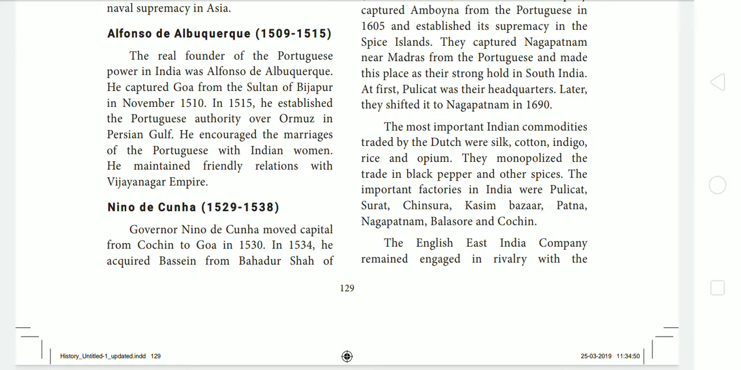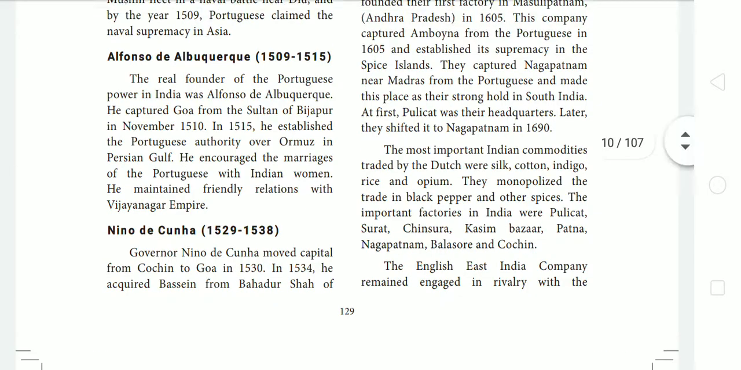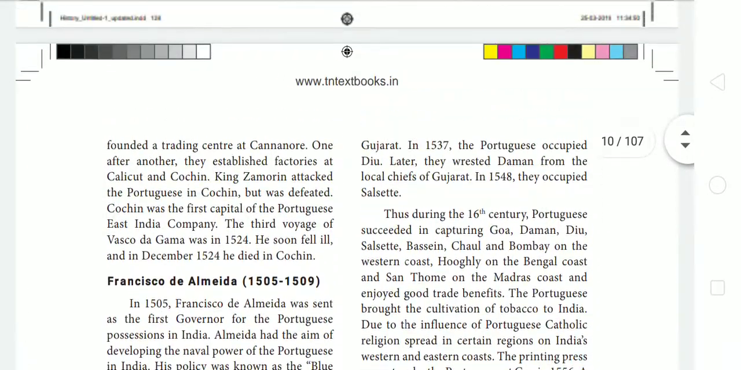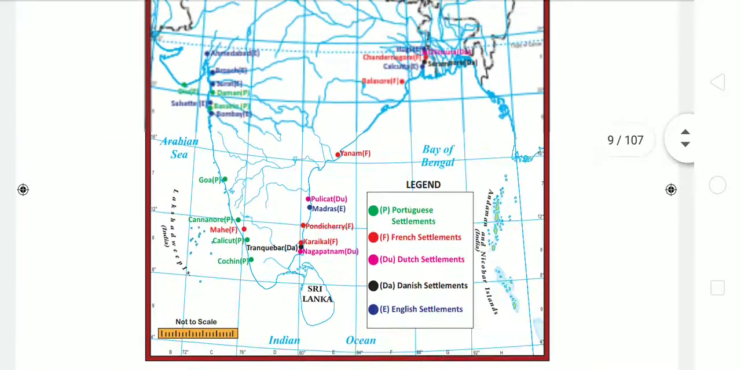Governor Nuno da Cunha moved the capital of the Portuguese from Cochin to Goa in the year 1530. In 1534, he acquired the place Basin from Bahadur Shah of Gujarat. You can see the place Basin on the India map.